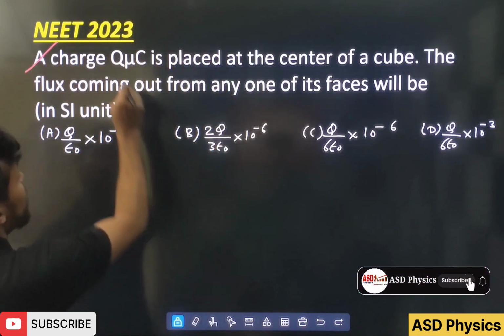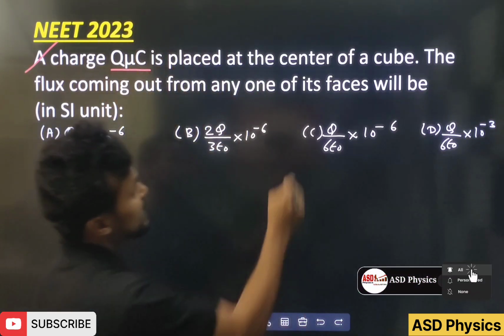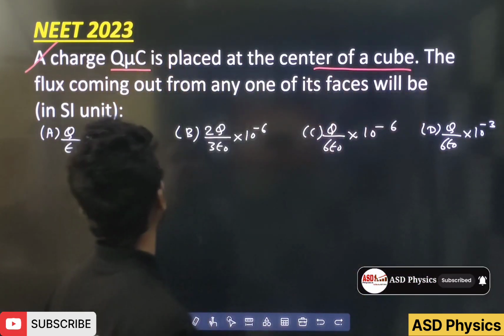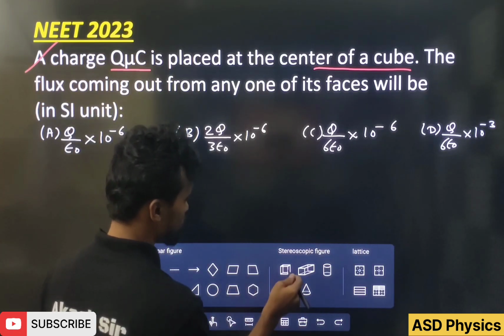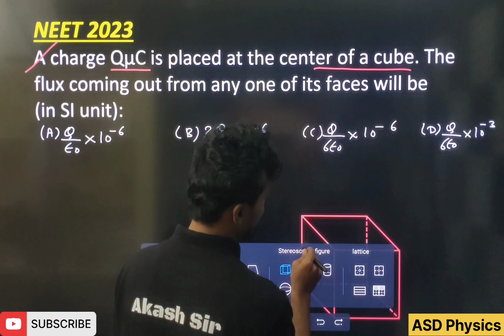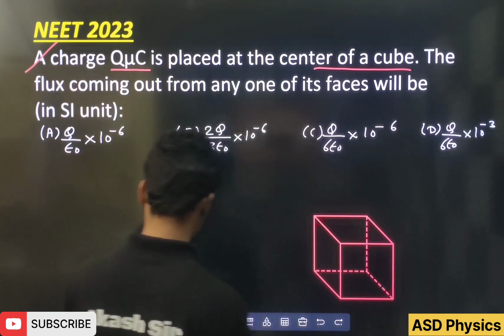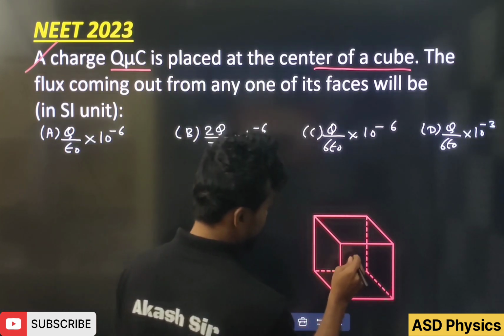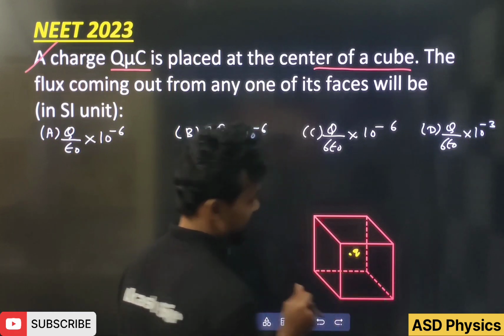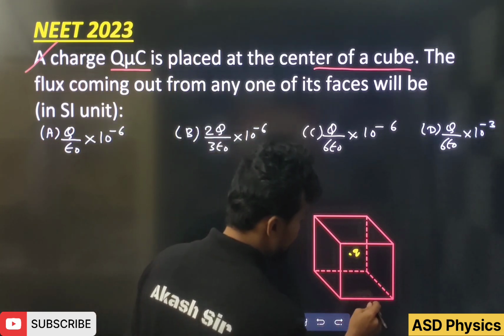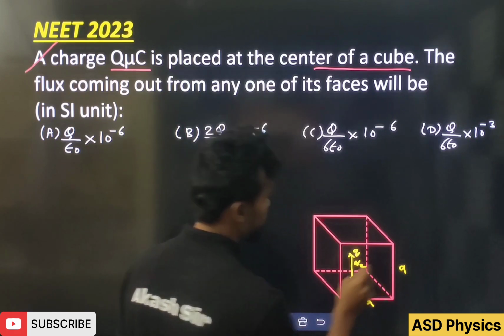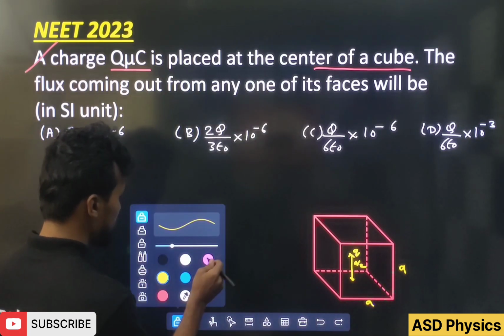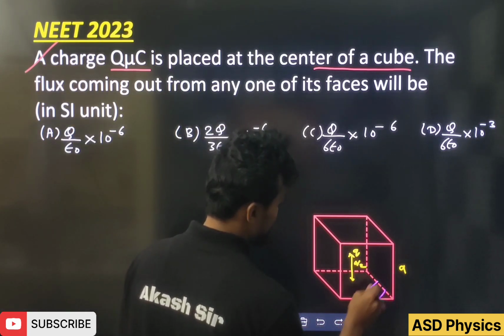A charge q microcoulomb is placed at the center of a cube. The flux coming out from any one of its faces will be how much here? Okay. So let me draw one cube here. And after that, the charge is present here at the center. Let's take for example, if this side is A, this side is A, then this height will be A by 2. Okay. Remember that.